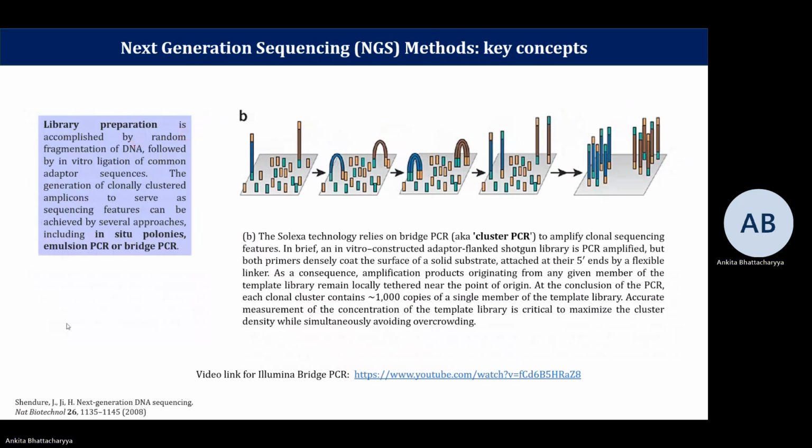Following this, the next step is library preparation, which is accomplished by random DNA fragmentation followed by in vitro ligation of common adapter sequences. The generation of clonally clustered amplicons to serve as sequencing features can be achieved by different approaches, including in situ polonies, emulsion PCR, or bridge PCR. So, this bridge PCR strategy is what Illumina has extensively standardized and what we have already discussed.